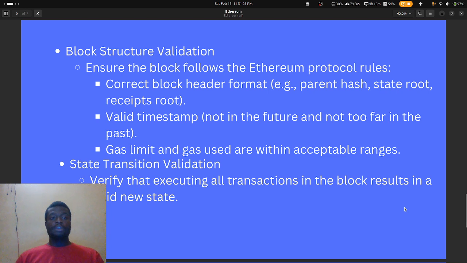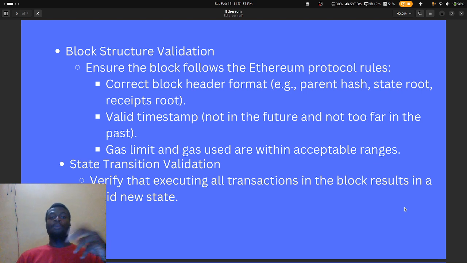So we look at also block structure validation. We're actually validating the structure of a block, making sure that the block contains what it's supposed to contain. One of the contents of a block, like I said, is the transactions. Then we have the hash, we call it the parent hash, which is the hash of the previous block before it, and also its current hash and timestamp.